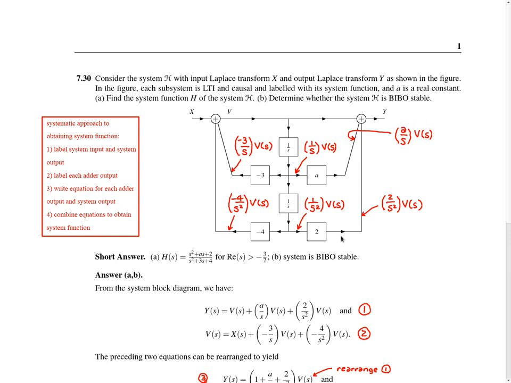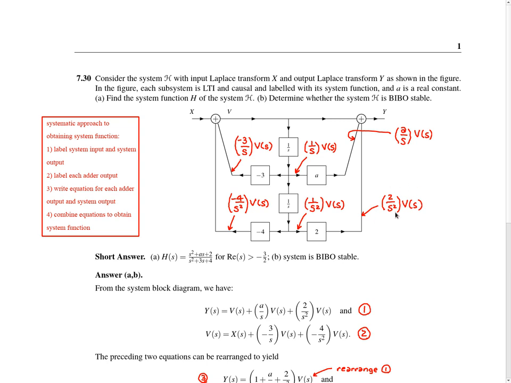Lastly, let's consider this signal here in the block diagram. This signal is the output of an LTI system with system function 2. The input to this system is given by this particular formula here that we found previously. Therefore, the output of this system will be equal to this function here in the annotation times 2, which gives us this formula here.